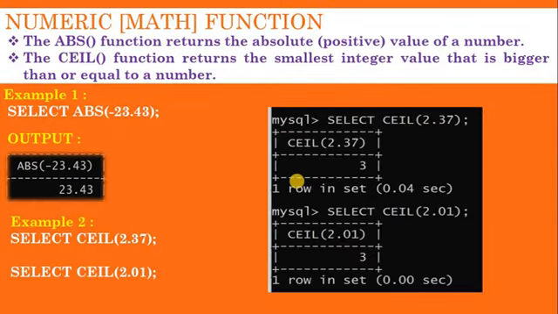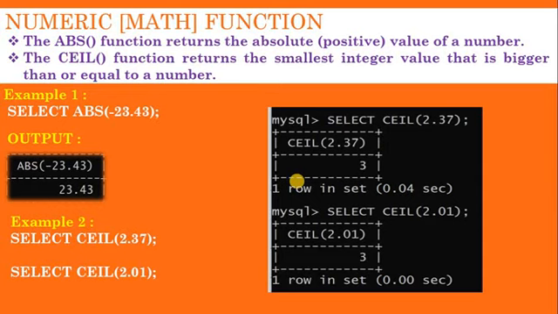The next math functions. The math functions are used to calculate basic mathematics processes. First function is the absolute function, ABS. This function returns the absolute value. Here absolute value means positive value. If we give any negative value in its arguments, it returns a positive value.